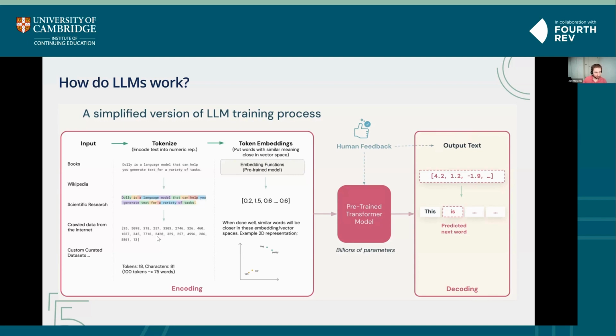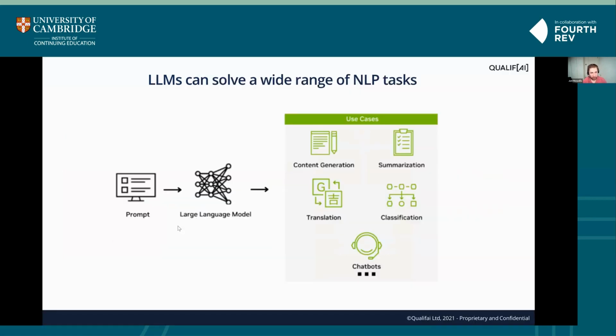Okay, so how can large language models be used? They can solve a wide range of NLP tasks. In the past, in natural language processing, you would have a separate model for summarization, or a separate model for translation or content generation. With these more general models, they can solve many of these tasks.